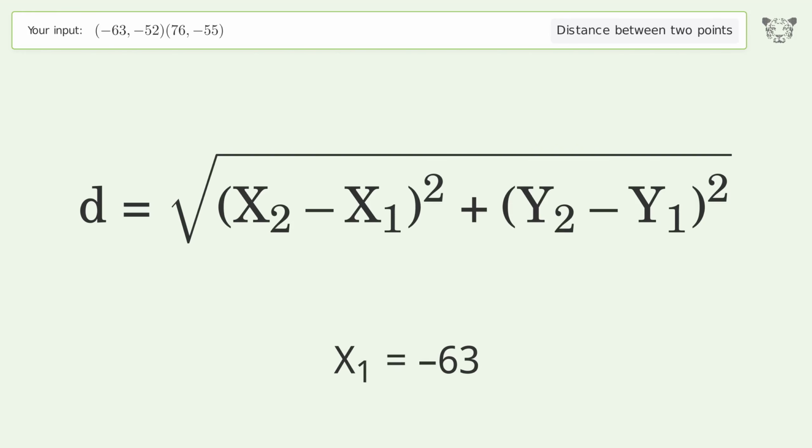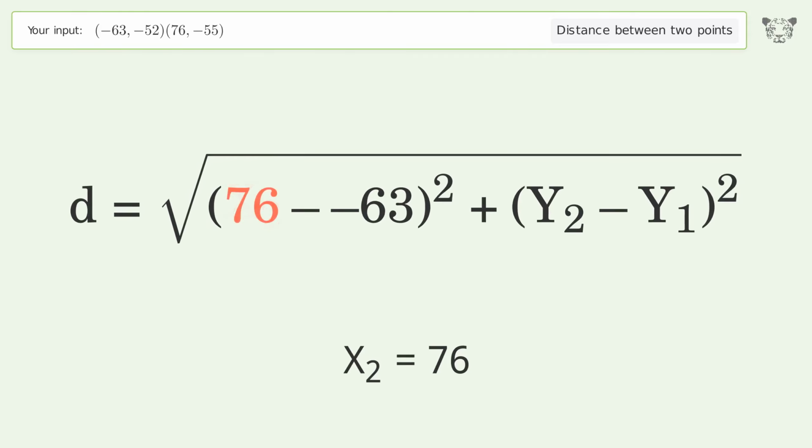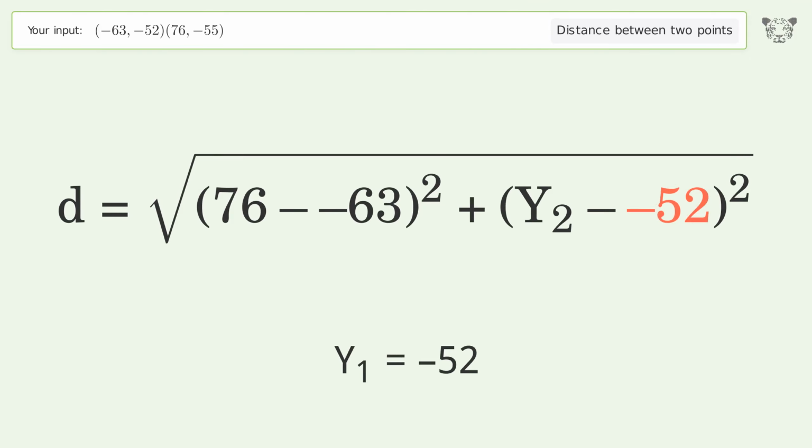x1 equals -63. x2 equals 76. y1 equals -52. y2 equals -55.